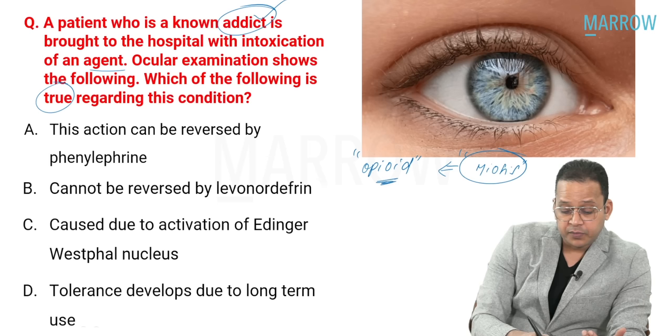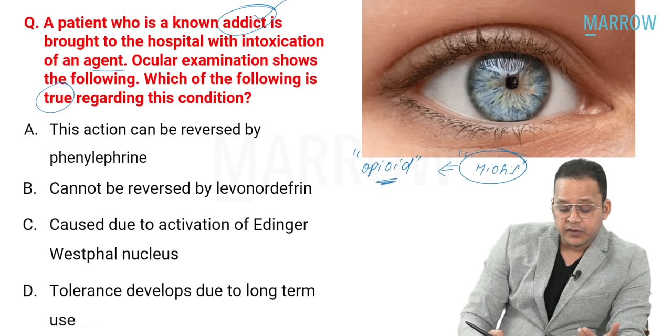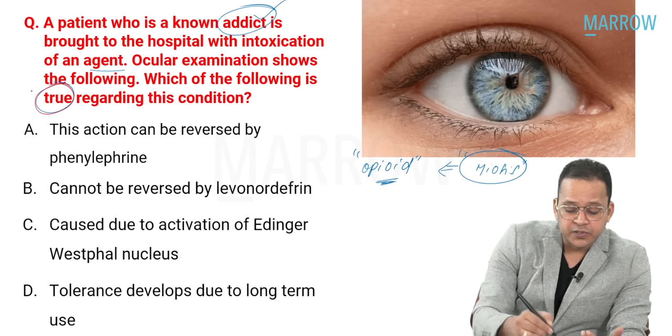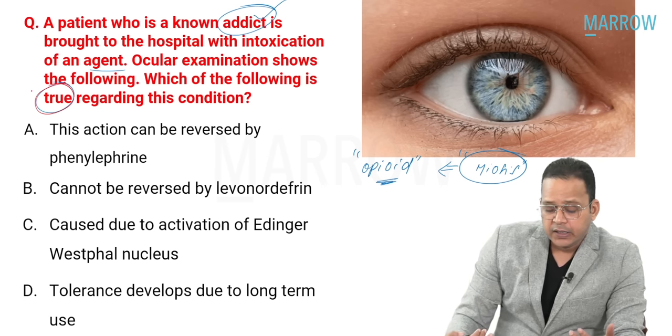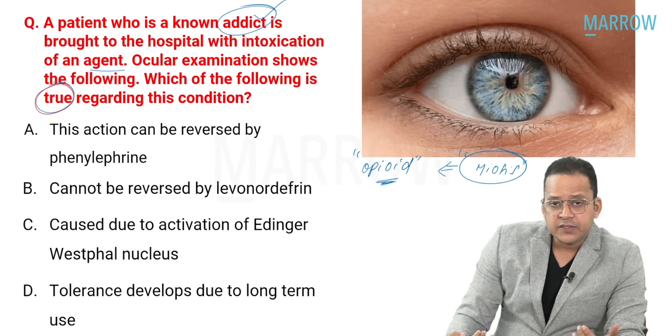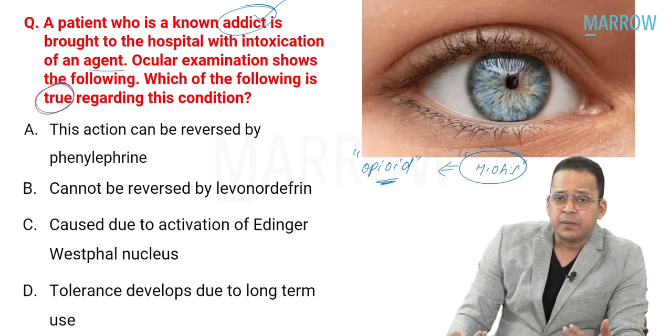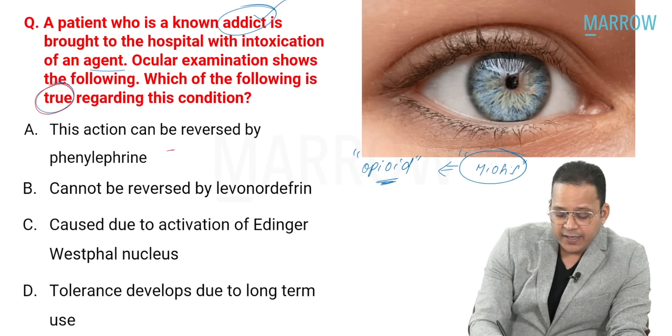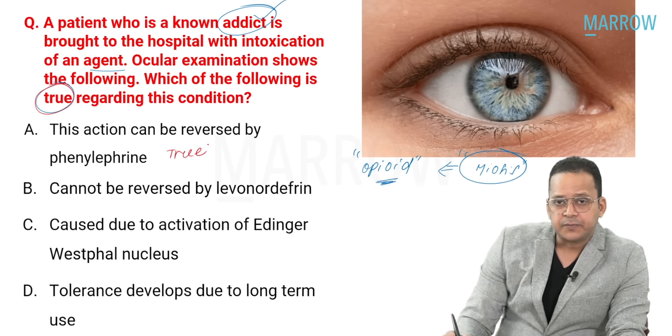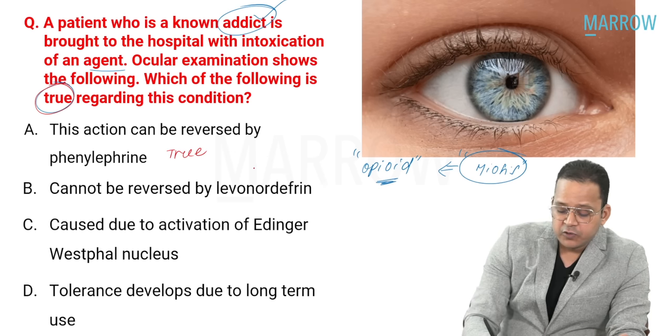Now let us go back to our options. This action can be reversed by phenylephrine. So what is the true option? We're searching for the true options here. Now see, this action can be reversed by phenylephrine. Yes, it can be partially reversed. So it can be a true option. Cannot be reversed by levonorgestrel. It can also be a true option.